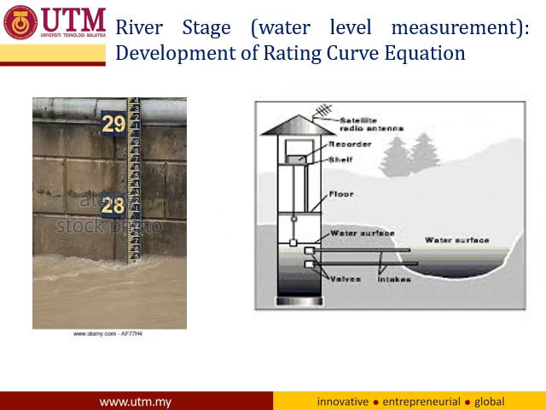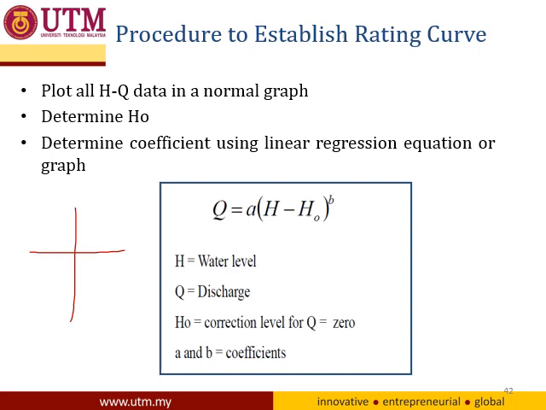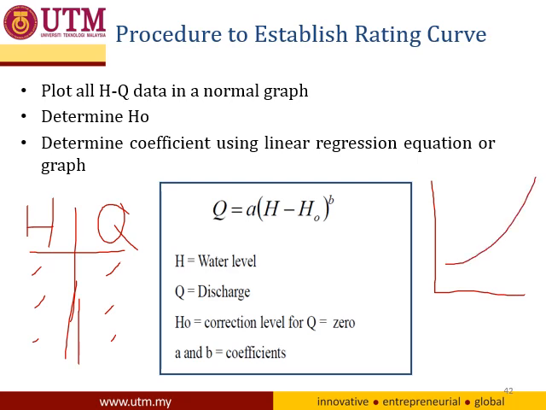So recap, for a rating curve you need to have water level. It's continuous water level data. So let's say you have the H and you have the Q data from site observation. These are the data you have. So you need to plot the H versus Q, or Q versus H, it doesn't matter, and then you create your formula to make the relationship between H and Q.